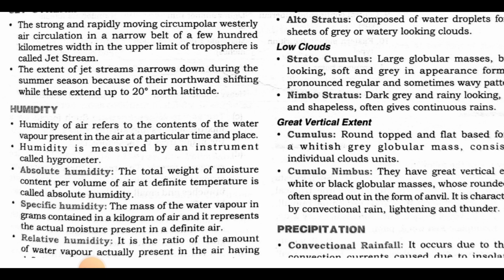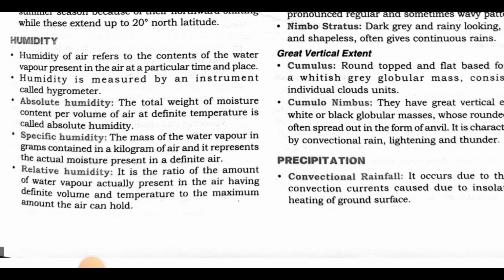Great vertical extent. Cumulus: round topped and flat based, forming a whitish grey globular mass, consists of individual cloud units. Cumulonimbus: they have great vertical extent, white or black globular masses whose rounded tops often spread out in the form of an anvil. It is characterized by convectional rain, lightning and thunder.